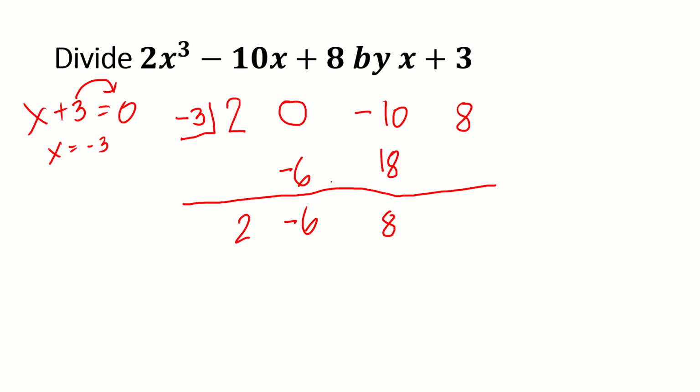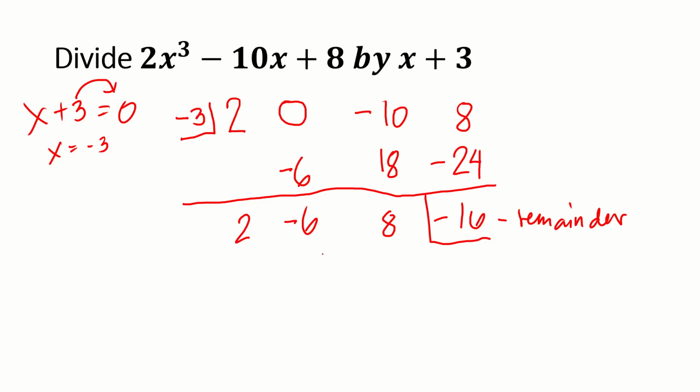Then, si 8, multiply ulit kay negative 3. 8 times negative 3, that is negative 24. Bakit po negative? Kasi po magkaiba ng sign. Then, 8 plus negative 24, mamaminus po ulit. Then, copy the sign of the term with a higher absolute value. So, this will be negative 16. And since may number tayo dito, so this is, again, the remainder.